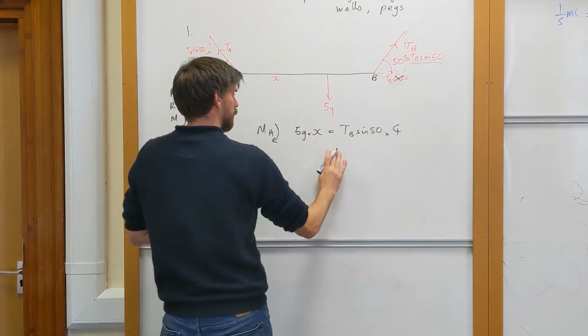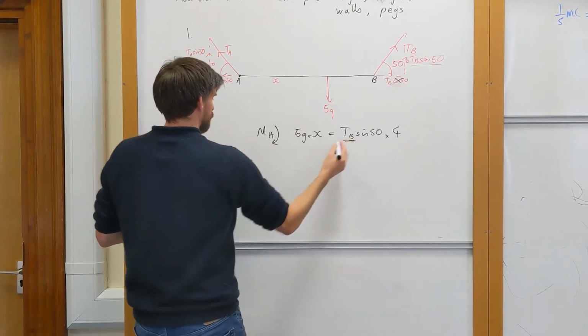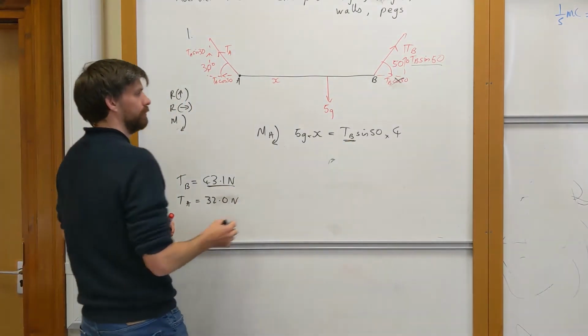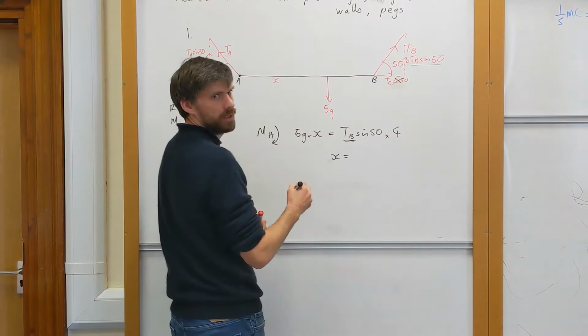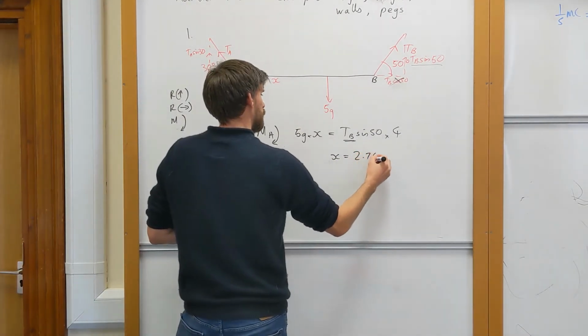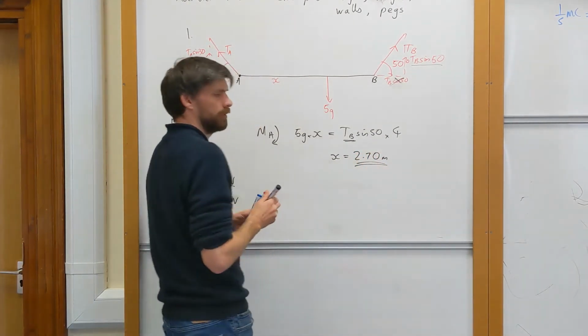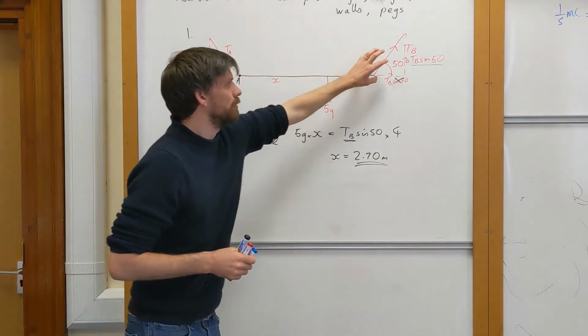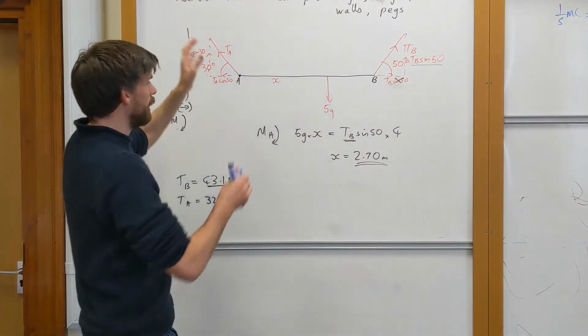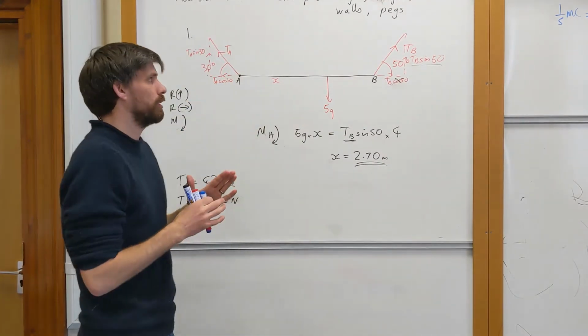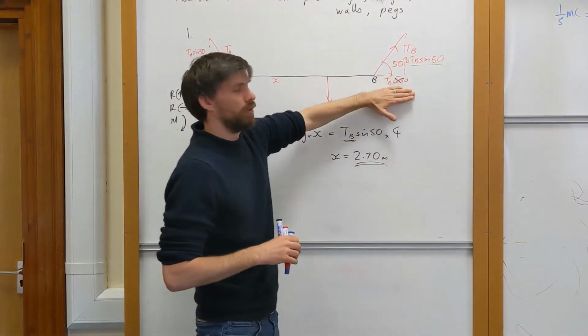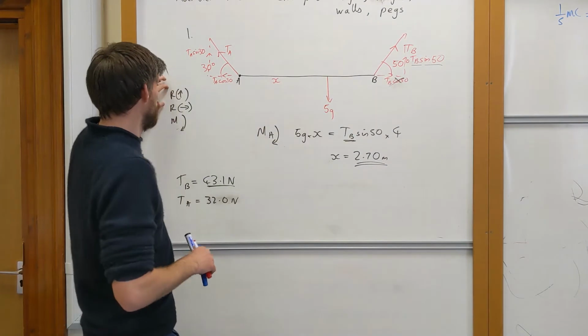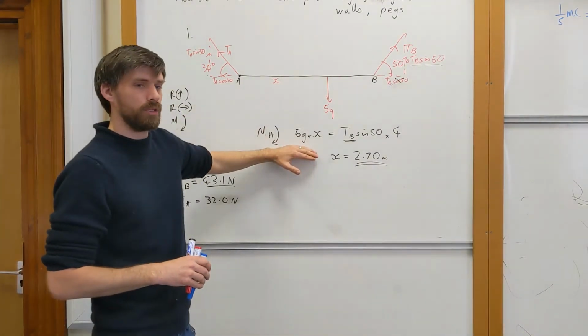Rearrange that, or put your TB in, which we know is 43.1. Solve for x, and you get 2.70 meters. Okay, so with angled forces, just split them into the vertical and horizontal components, and then you can resolve, and also you can take moments.